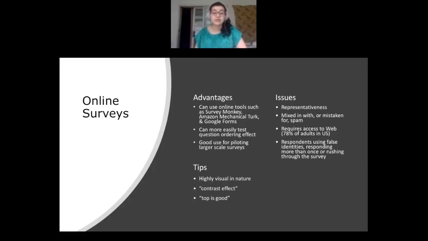There's also issues with doing online surveys, so representativeness. Finding and selecting samples of internet users can be difficult. Oftentimes we depend on our own social network in the internet space. And it could be seen as spam, so there might be less incentive to do them online because there are so many online surveys. And people could be suspicious of it being malware or a virus, so they might not do it.